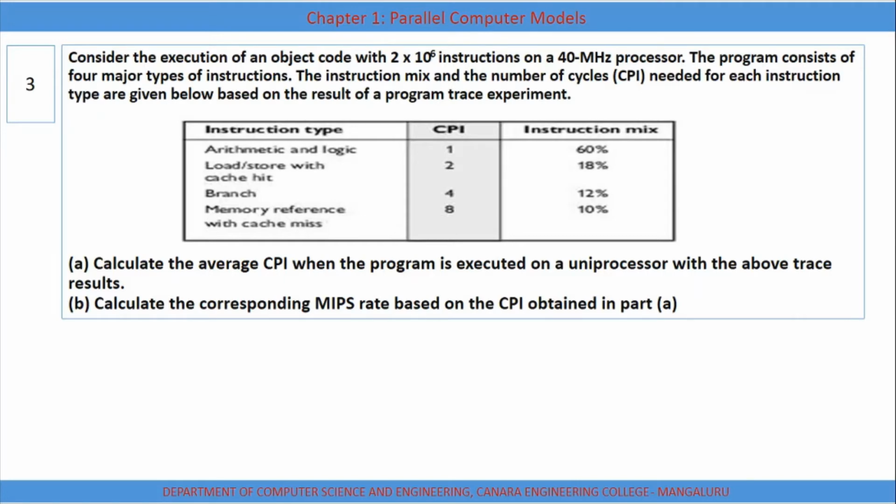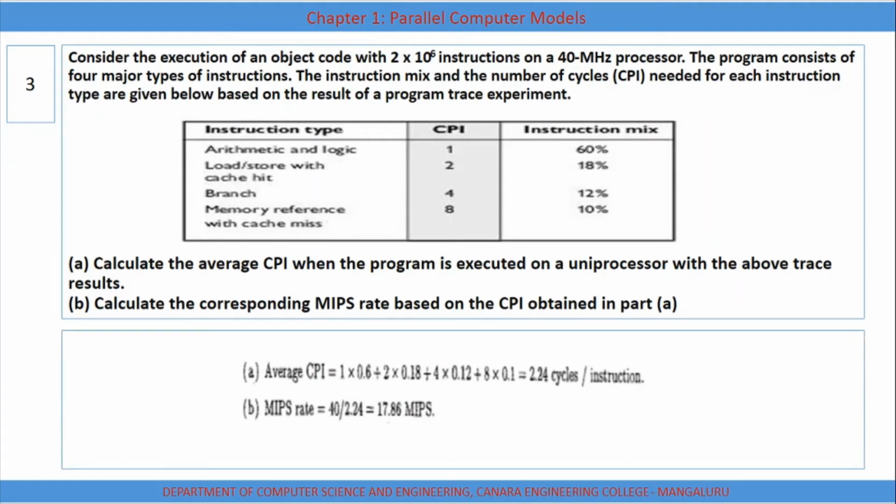Question A. Calculate the average CPI when the program is executed on a uniprocessor with the above trace results. Question B. Calculate the corresponding MIPS rate based on the CPI obtained in part A.